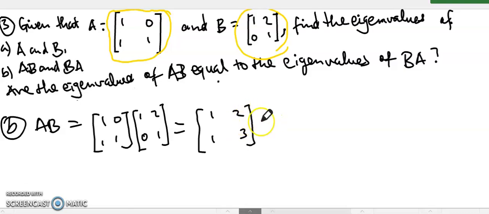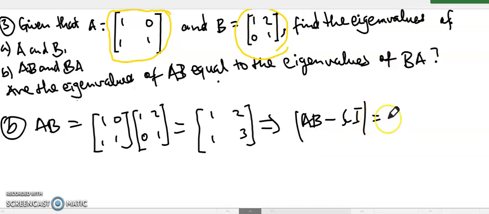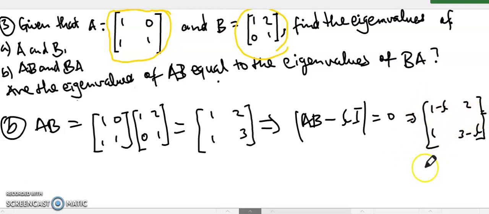Now that we have our new matrix, we need to find the eigenvalues of AB. This is matrix AB minus lambda I, and this must be equal to 0. This implies that we need now to multiply lambda by the identity matrix. This is 1 minus lambda, then we have 2, we have 1, then we have 3 minus lambda, and this must be equal to 0. So now that we have this, we can solve.